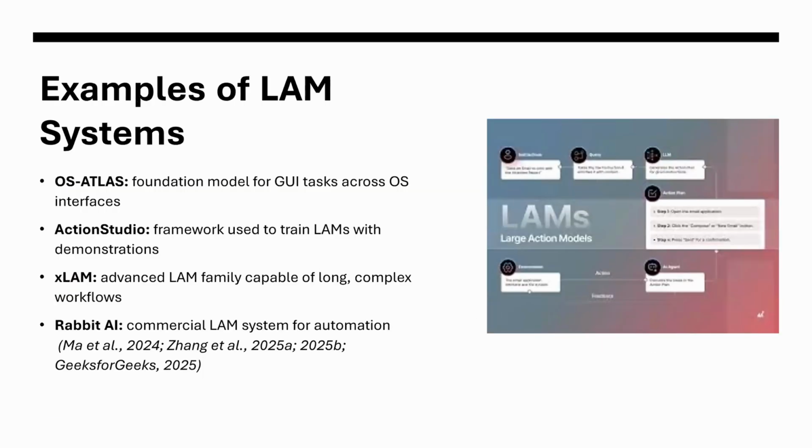So here are some examples of LAM systems. OS Atlas is a foundation model for GUI tasks across UI interfaces. Pretty much it's a foundation. It looks at all of the GUI interfaces across different OSs and helps identify that and grabs data so that other parts of the model can actually do the actions.